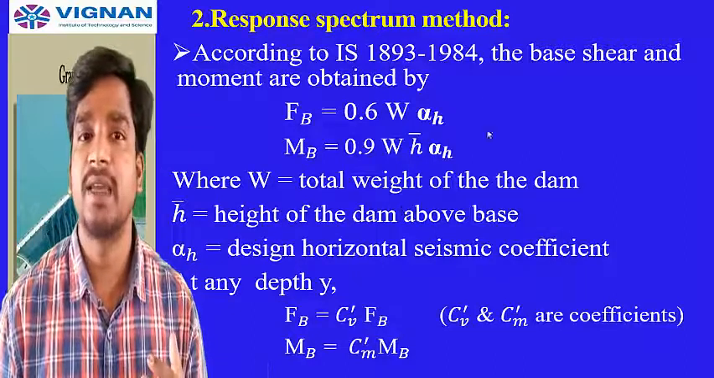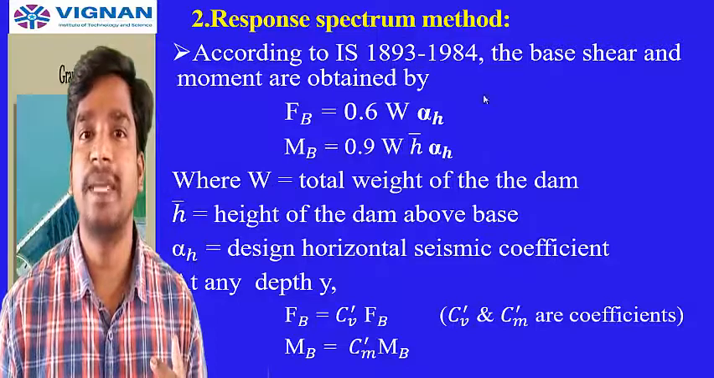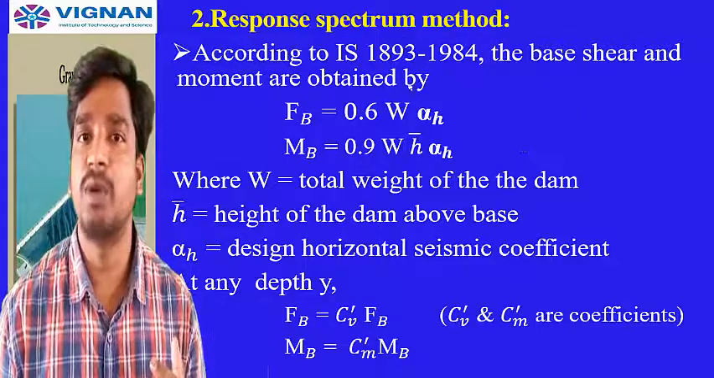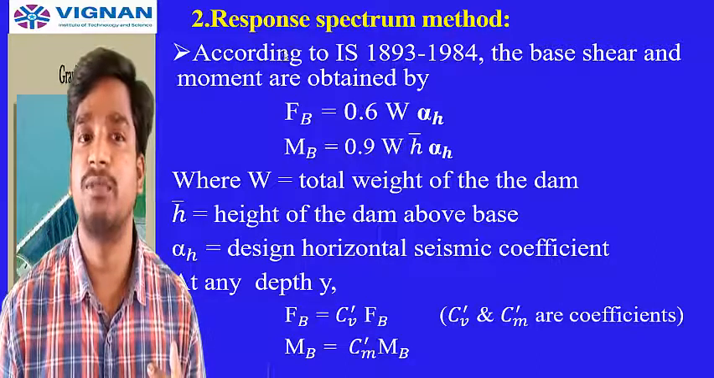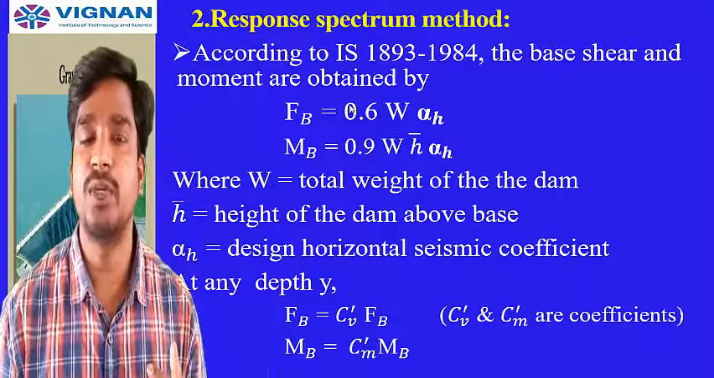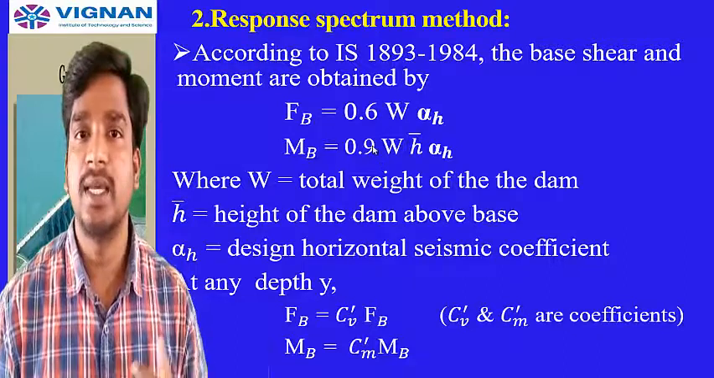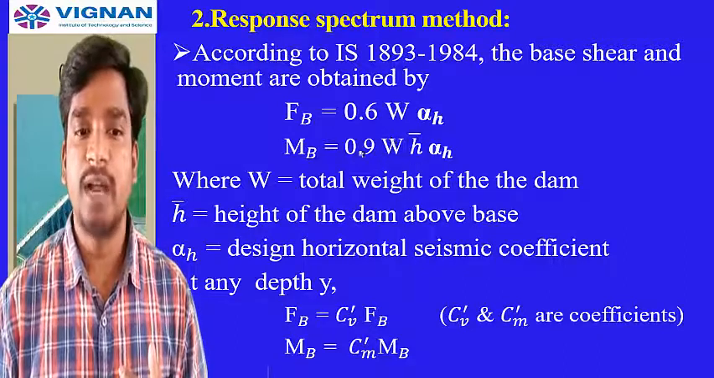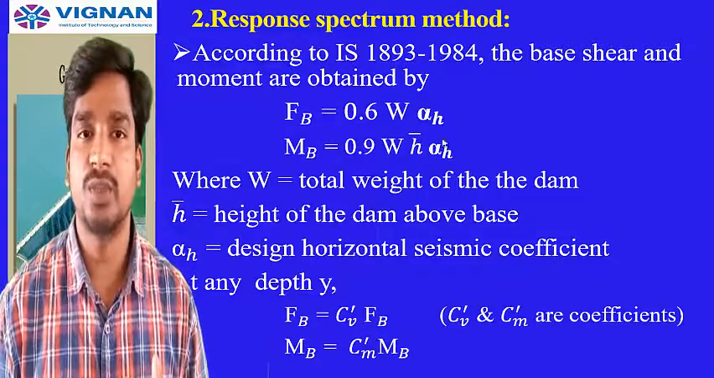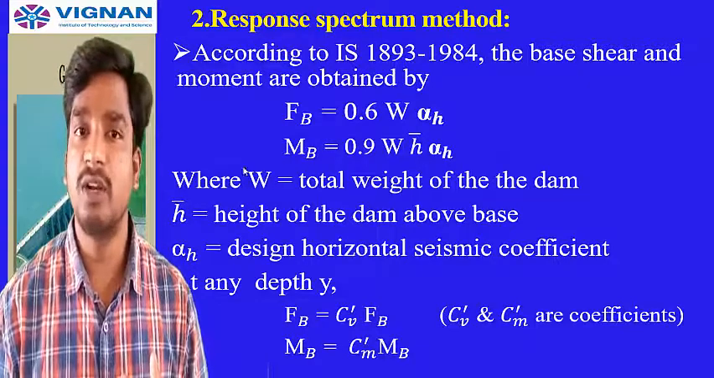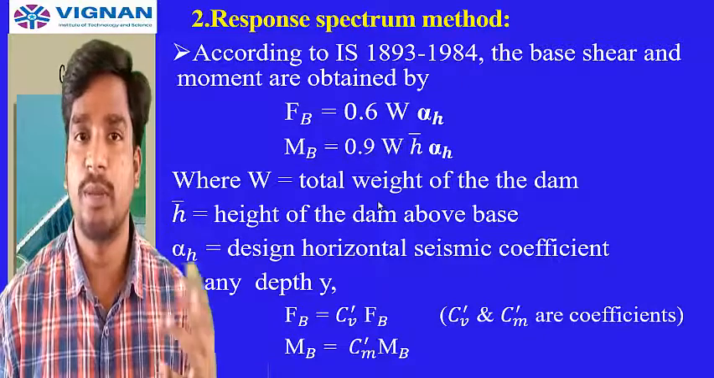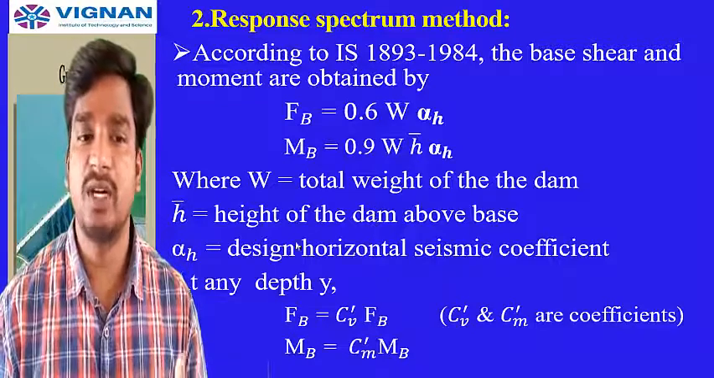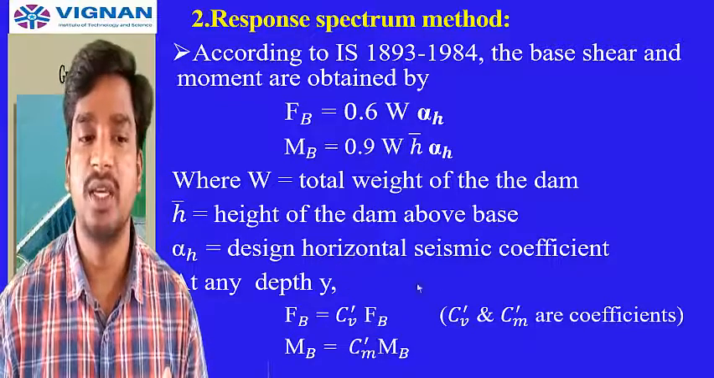According to IS 1893-1984, the base shear and moment are obtained by using these two formulas. So FB and MB formulas are given, the base shear and moment formulas. So FB is equal to 0.6 into W into alpha h, whereas MB is equal to 0.9 into alpha h into W into h bar. So here W is the total weight of the dam and h bar is the height of the dam above the base, and alpha h is already known, it is the design horizontal seismic coefficient.